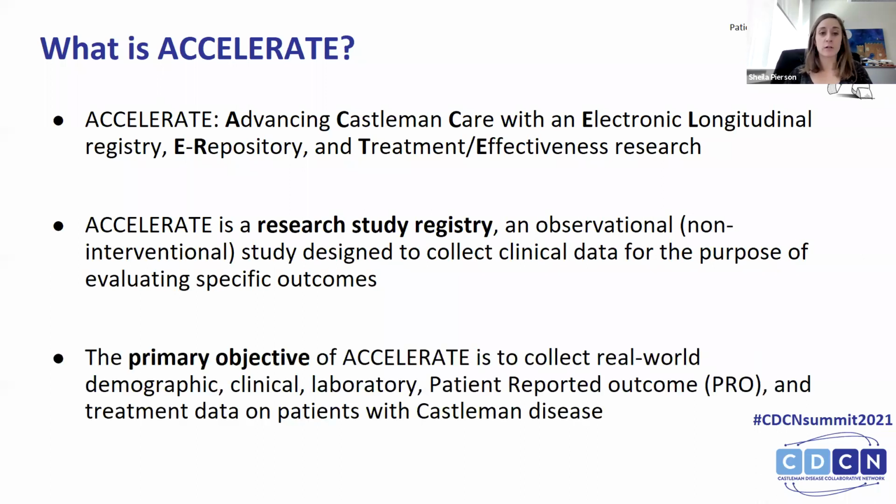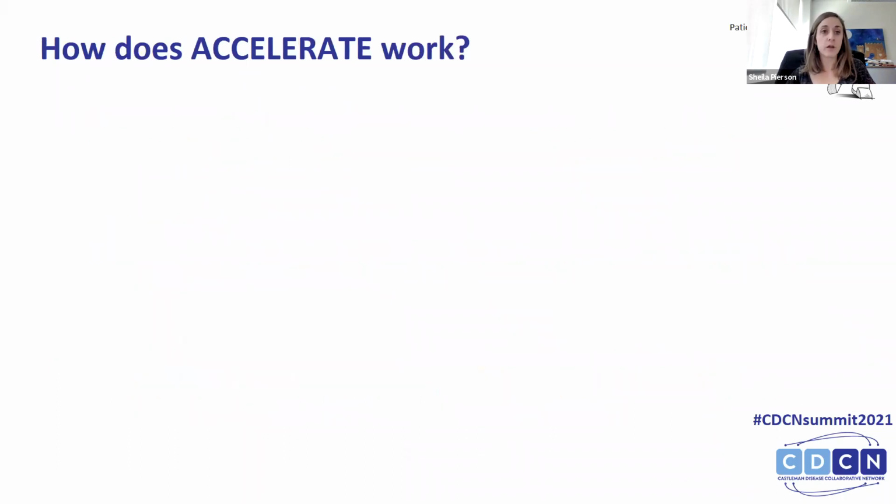And the primary objective of Accelerate is to collect this real-world demographic, clinical, laboratory, patient-reported outcome, and treatment data on patients with Castleman disease. So that's patients with all subtypes of Castleman disease. We're interested in studying you and just understanding what has happened with you, with your course of disease and with your course of treatment. And so how does this actually work? We'll go through this step by step.